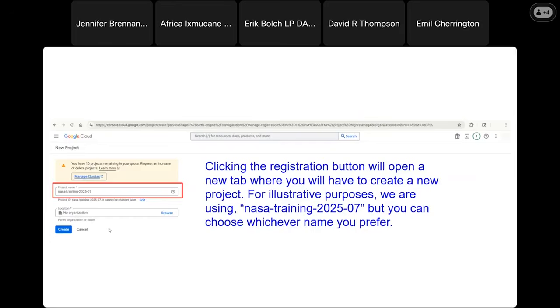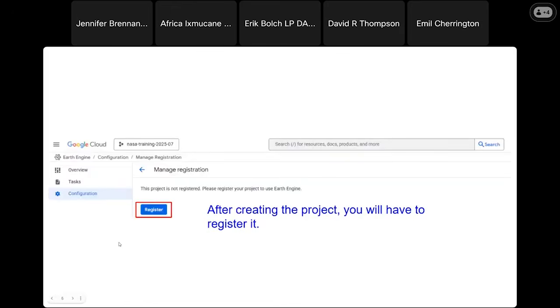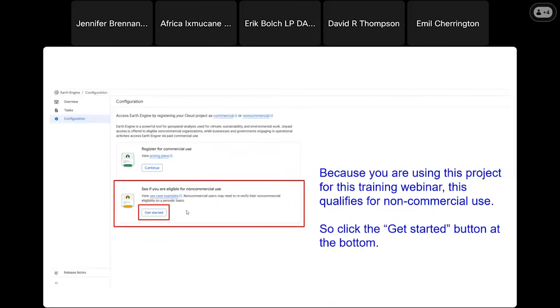But again, if you get to this window, then the next thing you'd want to do is click create. And after you've created, you'll get to a page like this that asks you to register that project. We're going to click that register button.